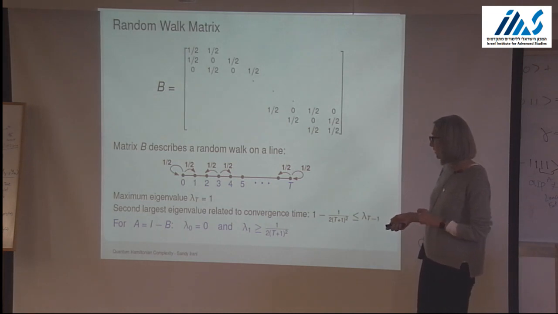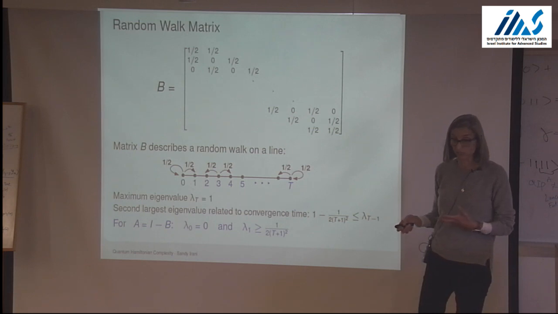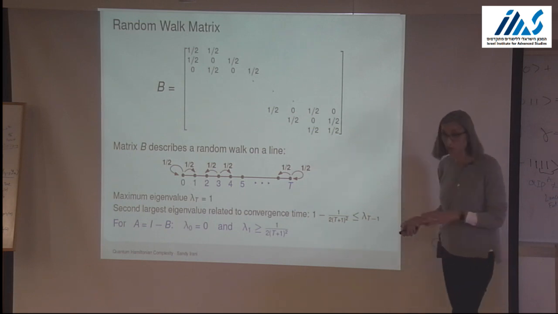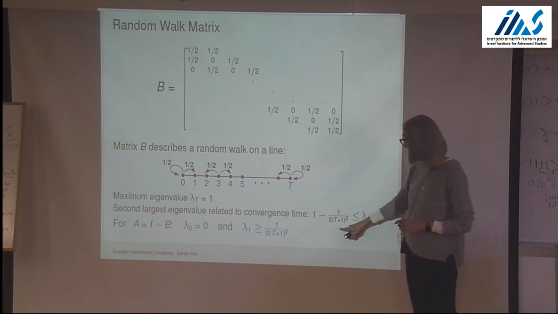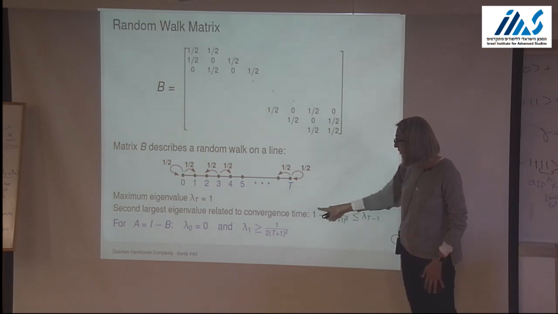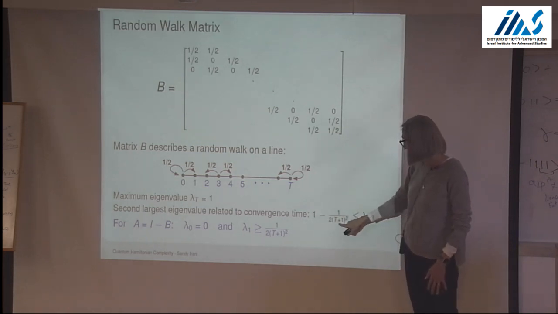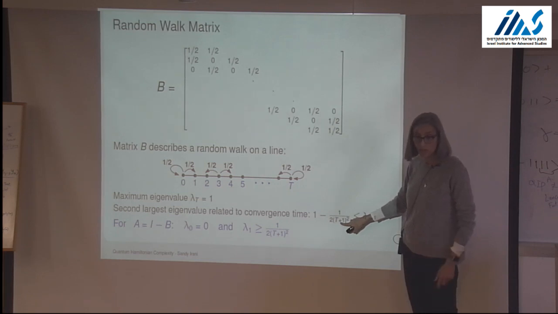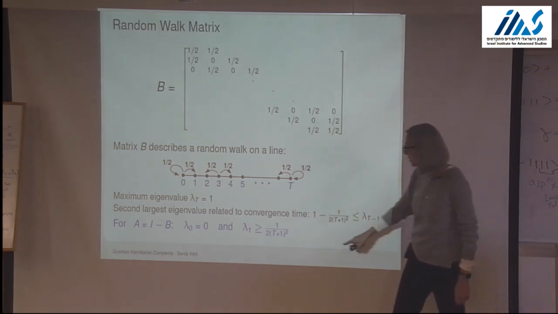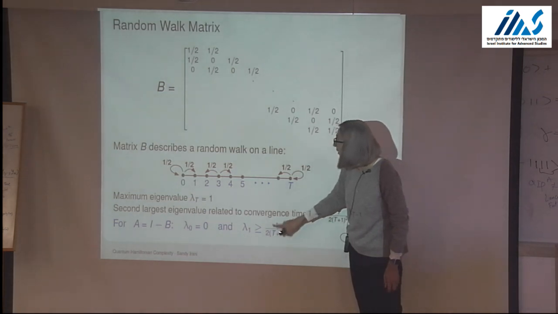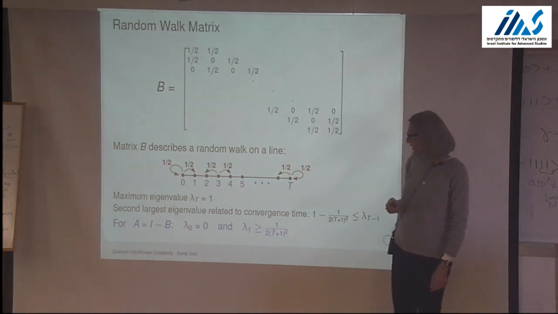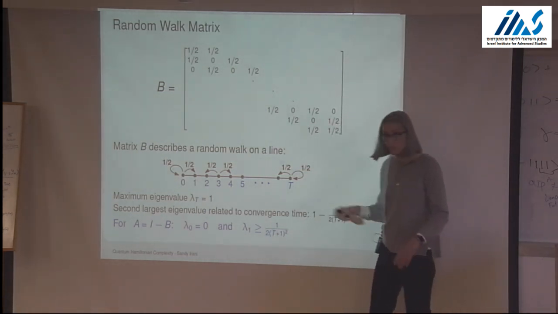And the second largest eigenvalue of a random walk like this relates to the convergence time. I'm not going to go through all the details, but it's known that the second largest eigenvalue of this matrix is 1 minus 1 over roughly t squared. And this tells me that the second smallest eigenvalue of my original propagation matrix is at least 1 over roughly t squared.